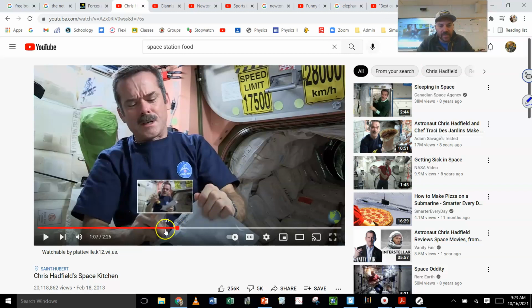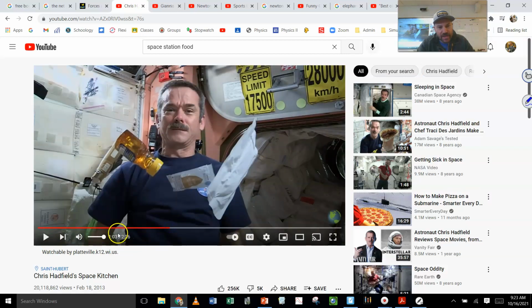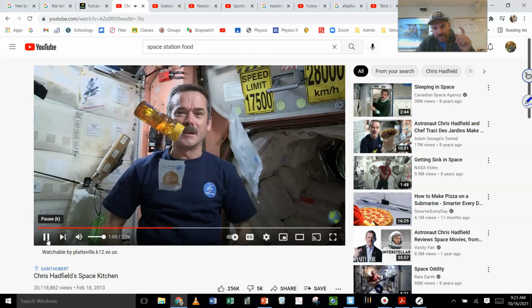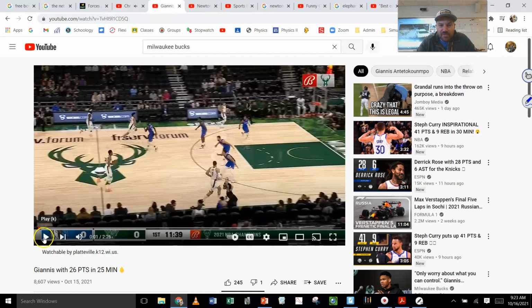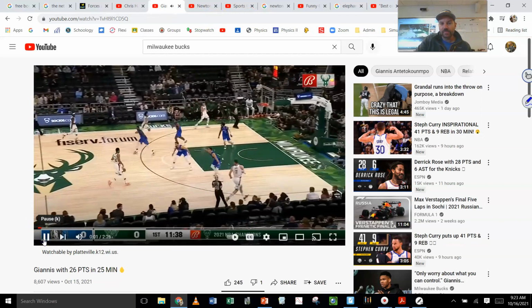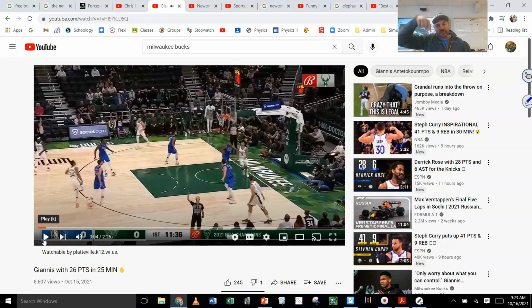But you can see when he lets go of this honey, objects in motion are staying in motion in a perfectly straight line. Look at that perfect straight line that thing's moving in. Now, on Earth, things don't move in a perfect straight line. You let go of something on Earth, Earth starts attracting it right away, so it gets bent towards Earth. And you can see that with Giannis taking a three-point shot right there.